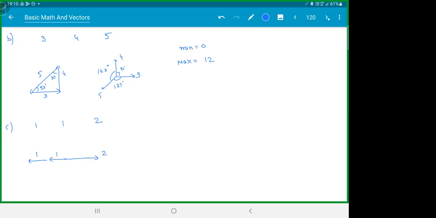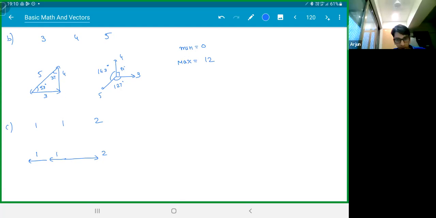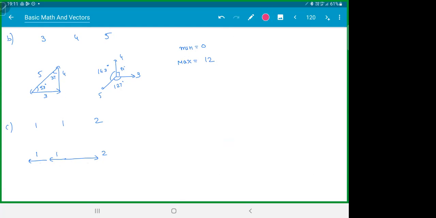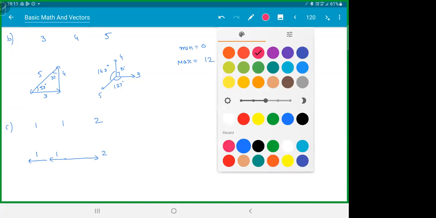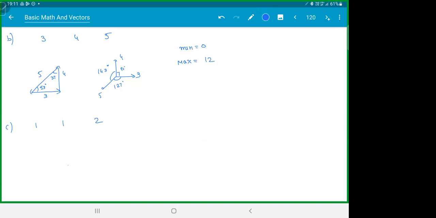What is the angle between them? It is 180, 180, and 0. Between 1 and 1, it is 0. So I can just draw 2 this way, 1 this way, and 1 this way. Between the ones, the angle is 0. Between 1 and 2, the angle is 180.